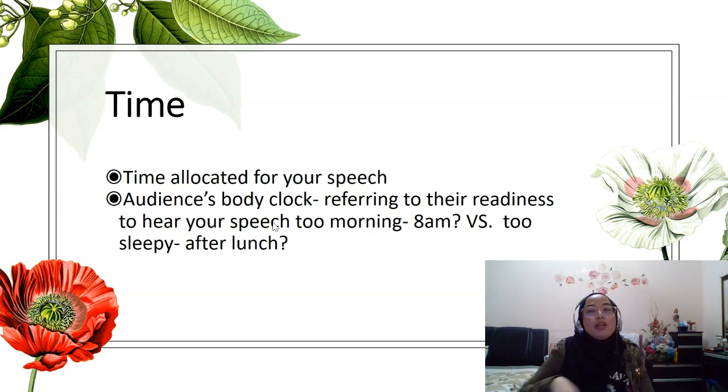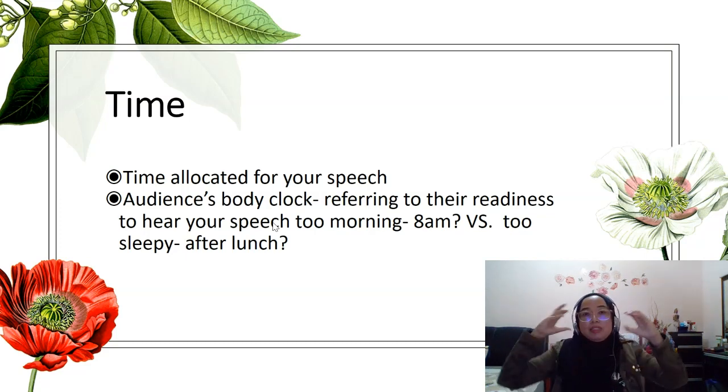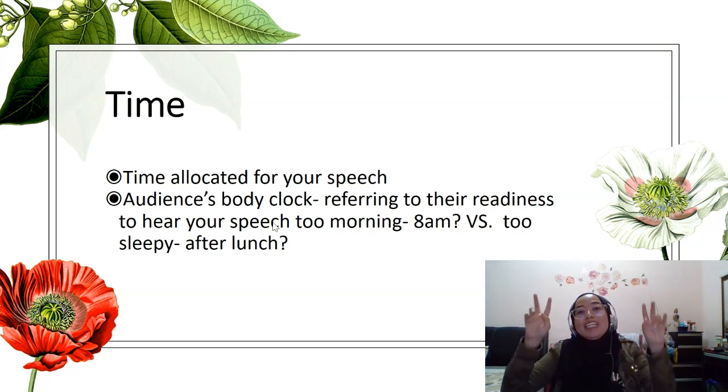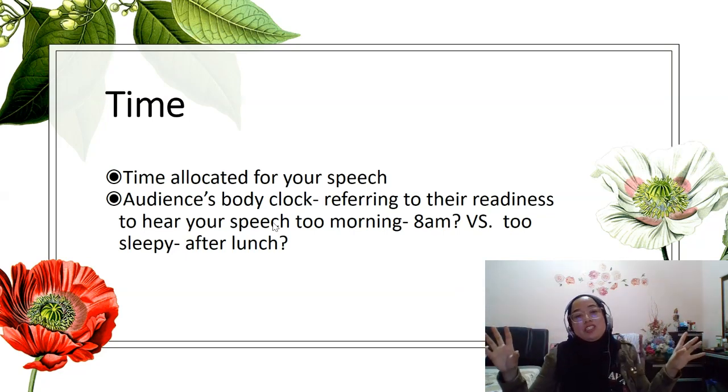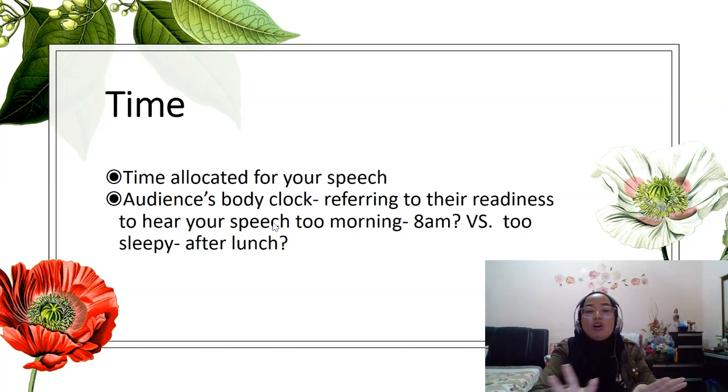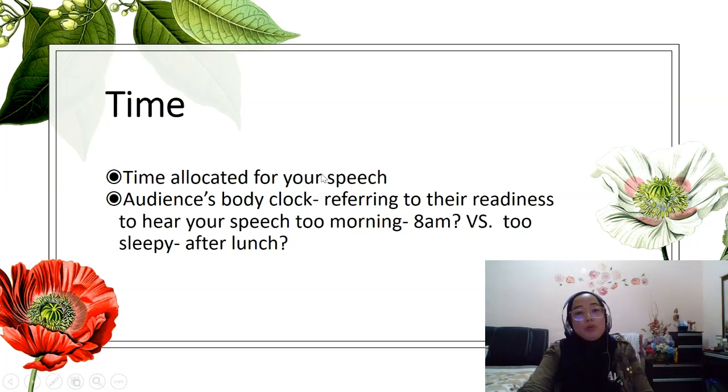Or think about if you were given a chance or opportunity to present to a group of people over a longer time, for example, giving a lecture for 2 hours. You might want to think about doing a bit more hands-on activities or maybe some games, because you want to keep your audience entertained throughout the presentation itself. Okay, so that is on time allocated for your speech.